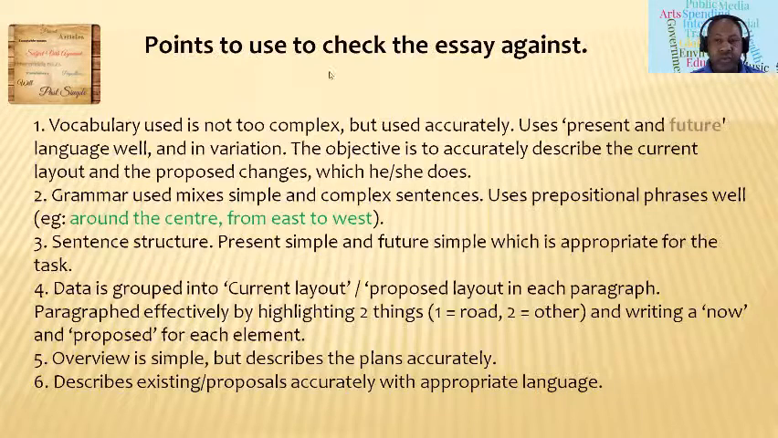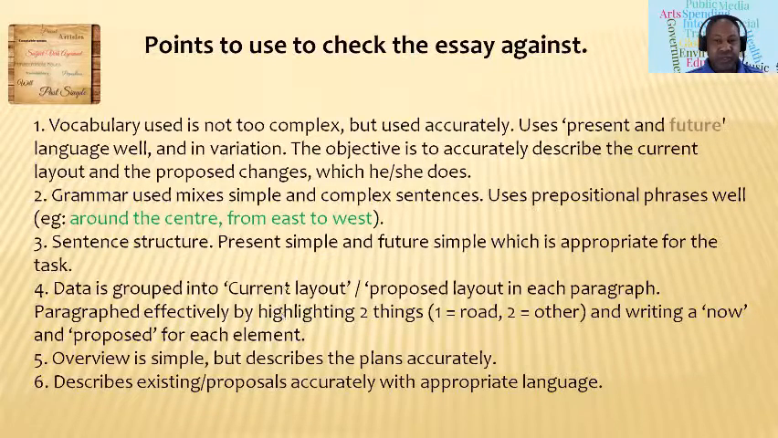So, points to use to check the essay against. Vocabulary is not too complex but accurate. They use the present and the future well and in variation. So the objective is to accurately describe the current layout and the proposed changes, which he or she does, meaning the writer. Uses mixed grammar, simple and complex sentences, and uses prepositional phrases well. Examples: around the center, from east to west. And the present simple is appropriate for this task.